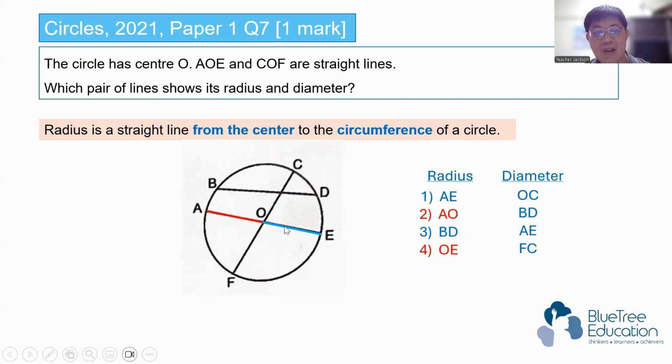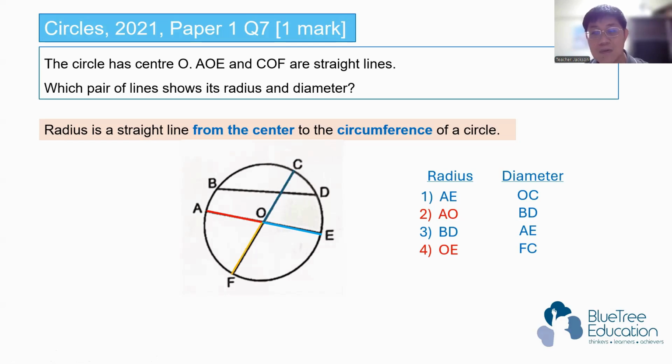AE is very long. AE means from the circumference here all the way to another part of the circumference. You must go from the center. So AE, no. Then BD, how about BD? BD doesn't even touch the center. You must start from the center. So no, all right.